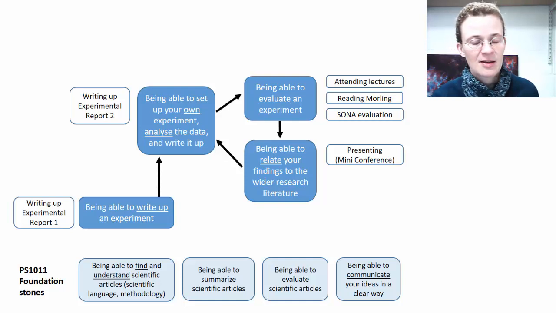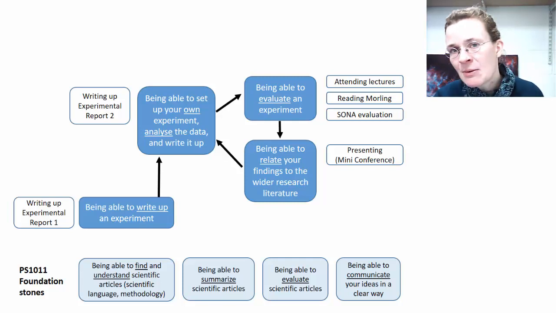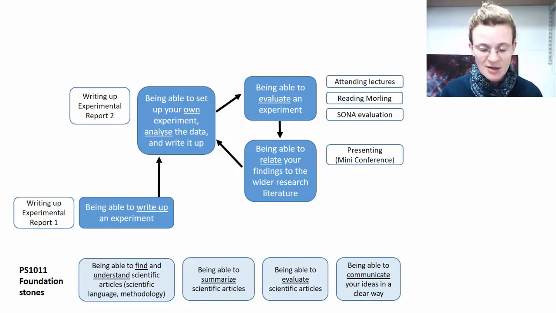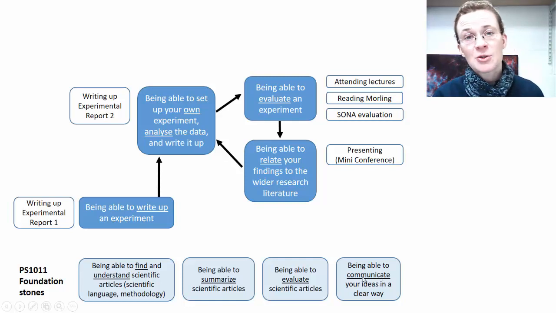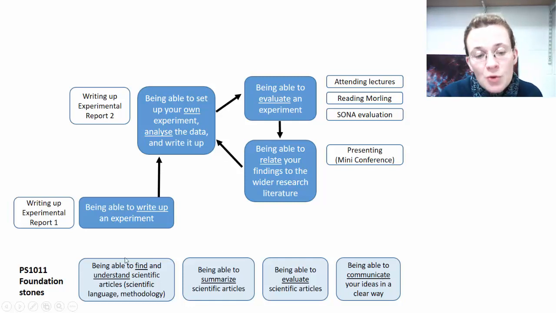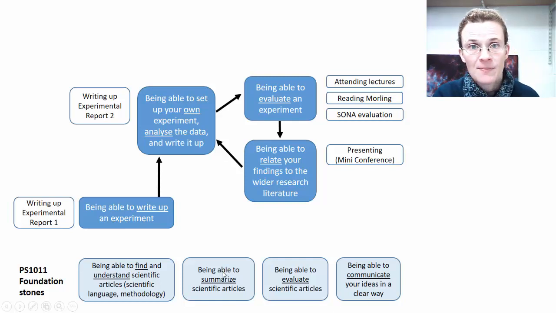So you learned how to find articles. First of all, you probably now can't imagine that there was once a time you didn't know how to do that, but now you do. Finding articles, understanding what's in them in terms of where to find what, understanding certain terminology, being able to summarize them. You learned how to do that as well, and being able to evaluate them, the strengths and weaknesses. You did that in the critical review. And also being able to communicate your ideas, writing about it, speaking about it. So those skills we're going to build on this time.